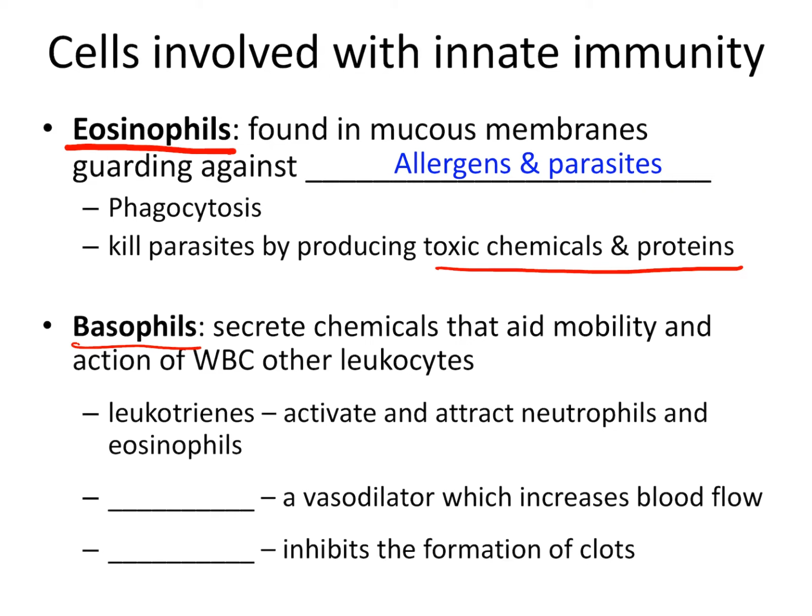One new compound that we have not talked about in the past is leukotrienes. These leukotrienes are secreted by the basophils, and they act as an attractive chemical to help recruit other neutrophils and eosinophils to an area that's experiencing an active immune challenge. Now, in review, we did talk about how basophils secrete histamine, which is a vasodilator, and heparin, which inhibits the formation of clots.